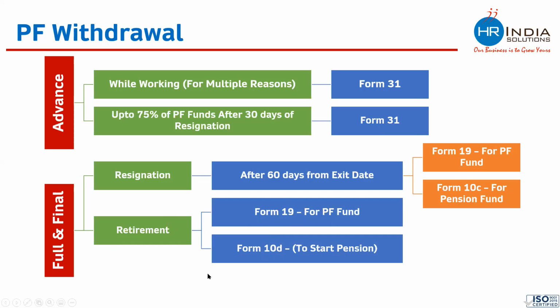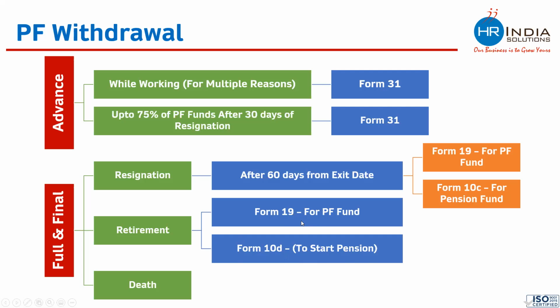Now, see that in case of retirement, the employee is not withdrawing his pension fund. For withdrawal, form 10C is required. Post retirement, if the employee is eligible for pension, he can apply for monthly pension by filling form 10D, that is for the pension scheme, and by filling form 19, he can withdraw his entire PF fund with his interest.